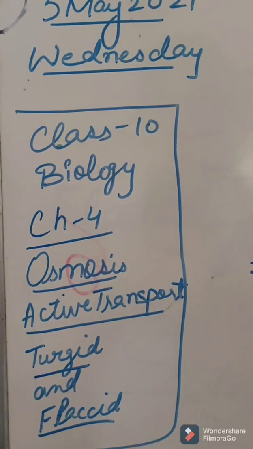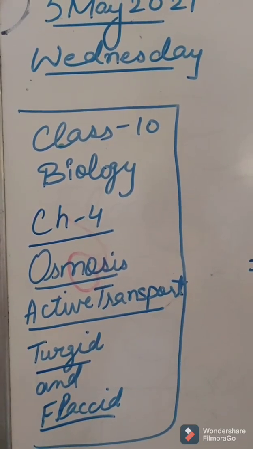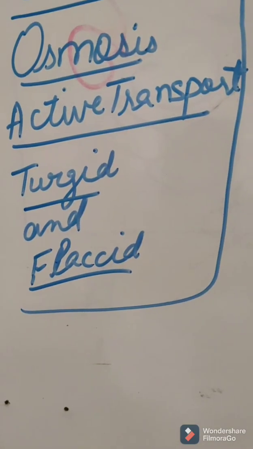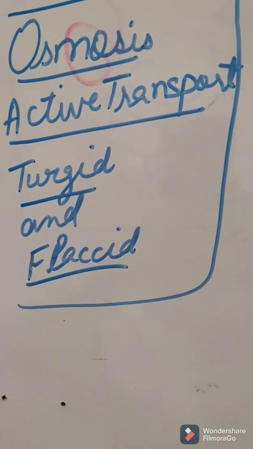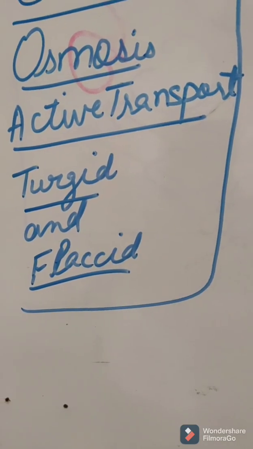Hello students. So today in class 10th we are going to continue chapter number 4, absorption by roots. Today's topics are osmosis, active transport, turgid and flaccid cell. Before starting this topic we are going to conduct a diffusion experiment.